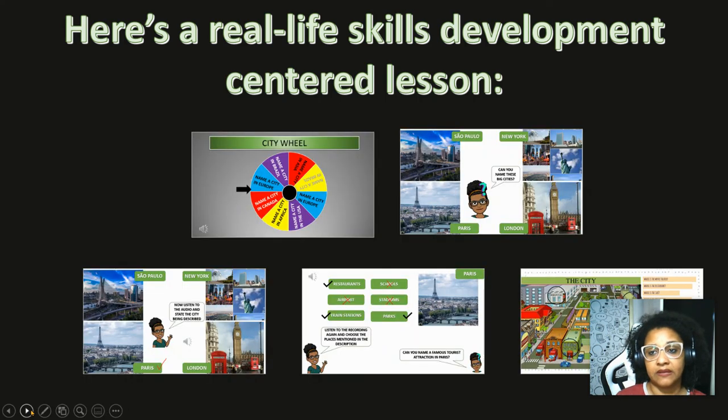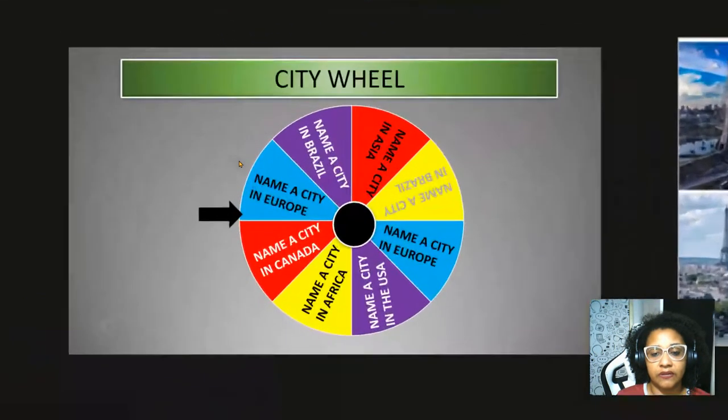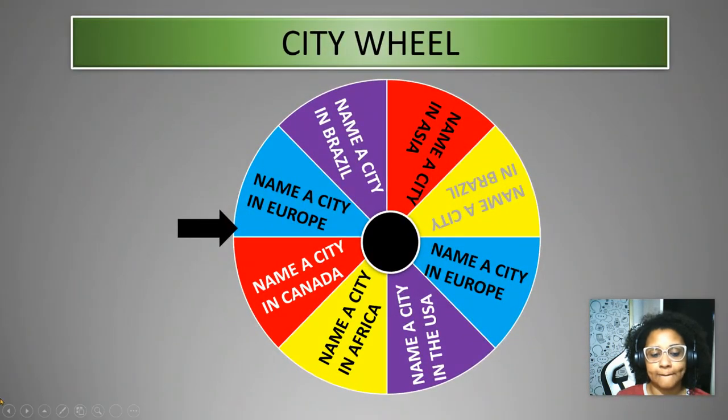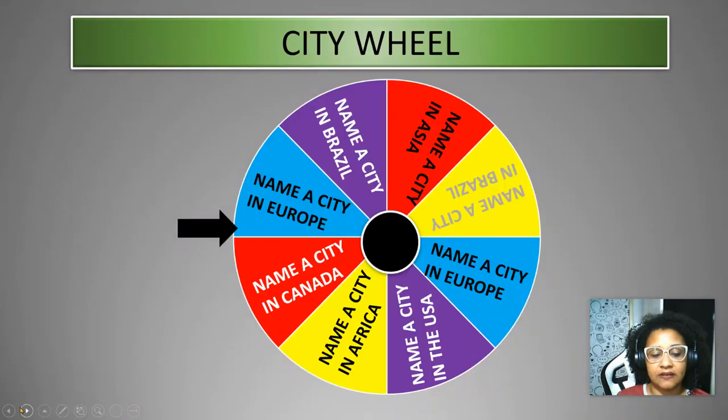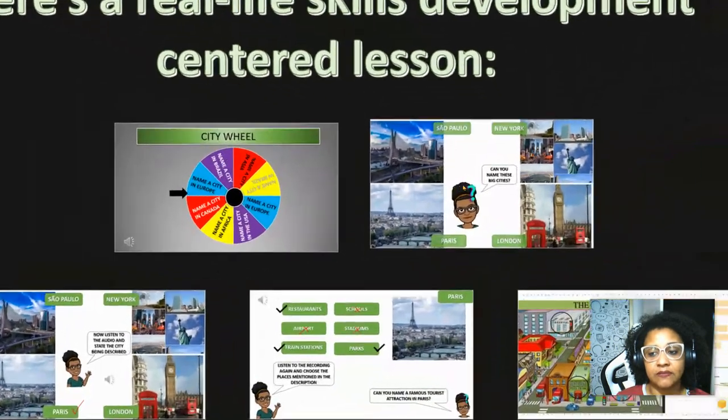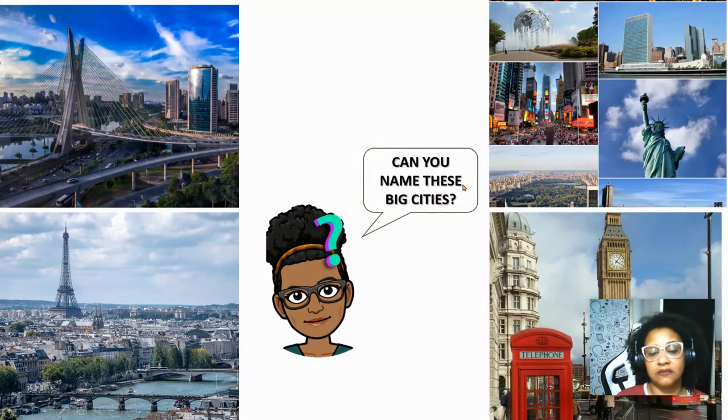So here we go. This is a real life skills development center lesson that I applied last year, and I brought it here. So how did I start my lesson? I started my lesson with a wheel that students would spin, and after spinning the wheel, they should name a city in each continent or country. And then after that, they were supposed to name those cities.